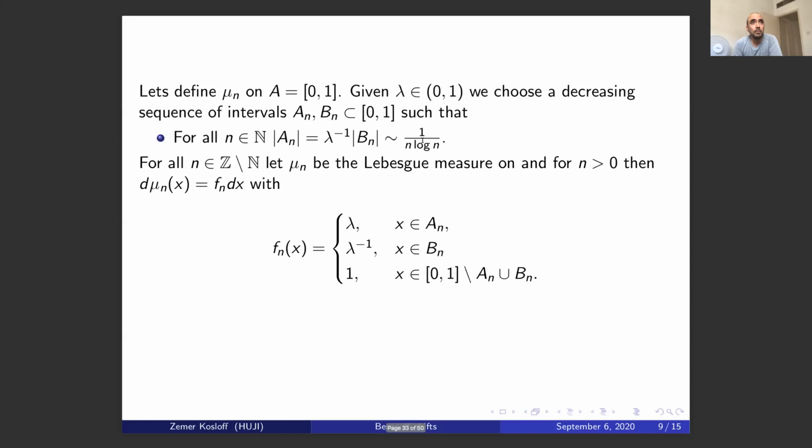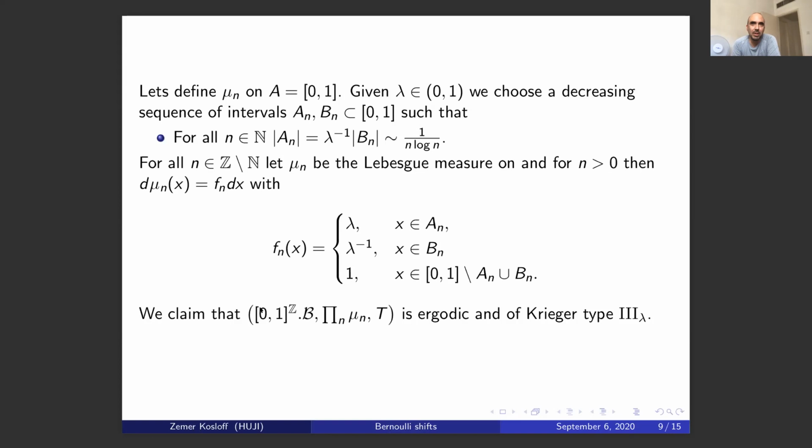And then we do a half stationary construction. For every negative time, we just take mu_n to be the Lebesgue measure. And for positive time, we take a measure which is absolutely continuous with respect to Lebesgue. And the density is just lambda on a_n, 1 over lambda on b_n, and 1 on the remaining parts. So if you look at this ratio of masses between a_n and b_n, it just comes in order that f_n is a probability density. And the claim is that this product measure is ergodic and of Krieger type 3 lambda.